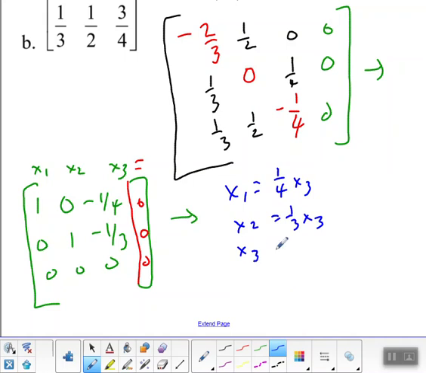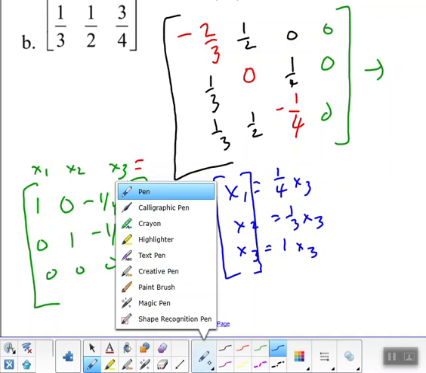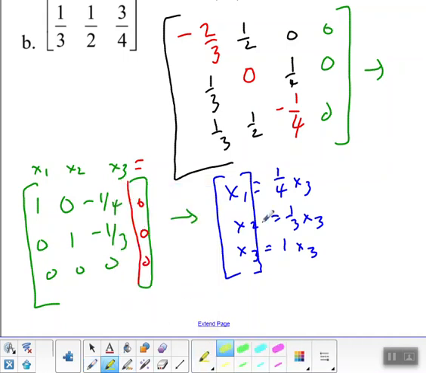And x3 is 1 x3. And you obviously don't need that 1. And so there it is. That's what it is, but it's not in parametric form because really all we have to do is factor out our x3s, right? Factor out that vector.